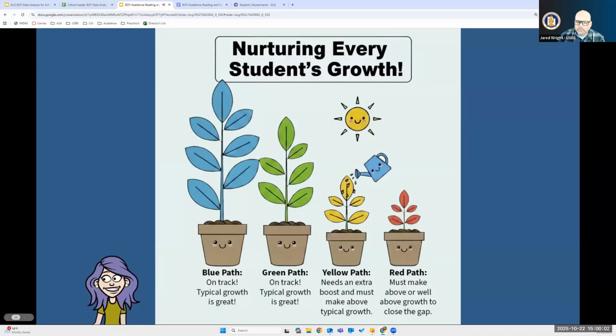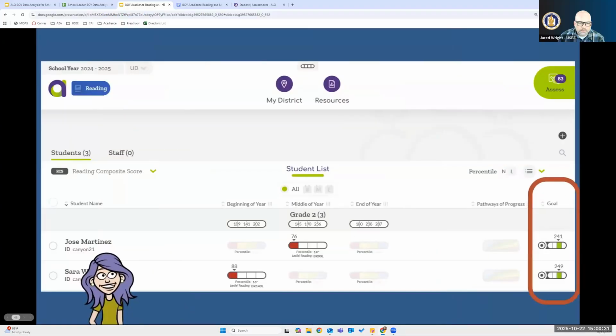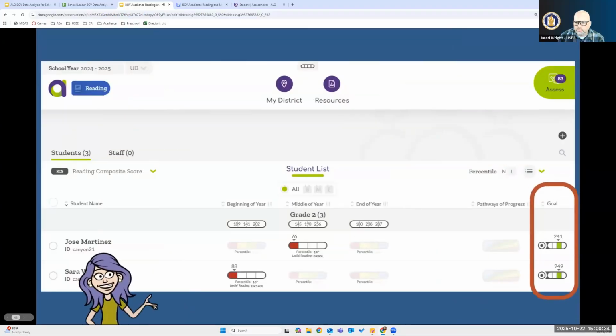For students with a green or blue composite score, a goal of typical growth is often sufficient to maintain their strong path. However, for your students with yellow or red composite scores, typical growth is not enough for them to catch up to their peers. For these students, we must set ambitious goals, aiming for above or well above typical growth to help them close the achievement gap.